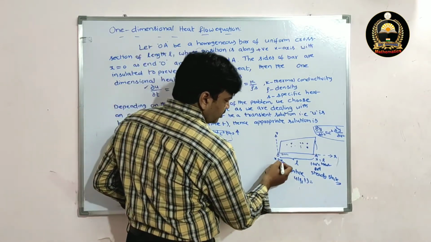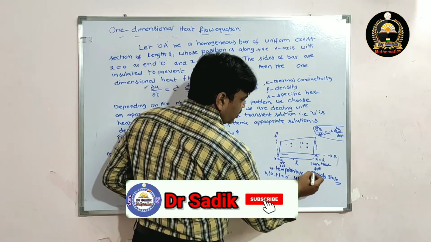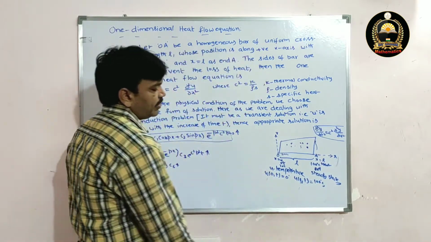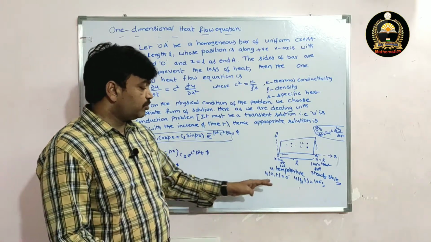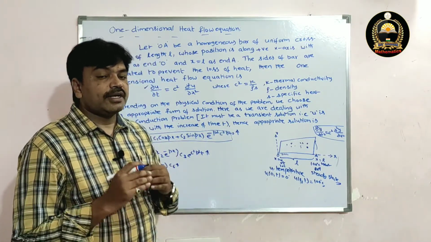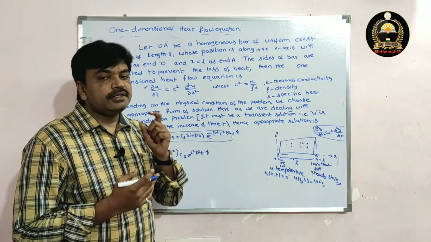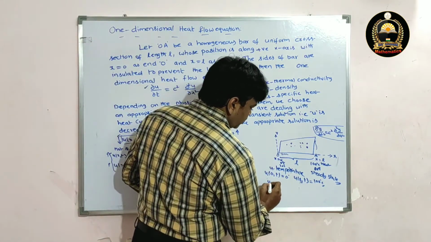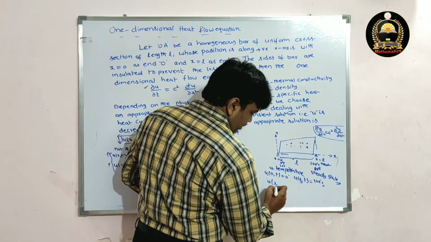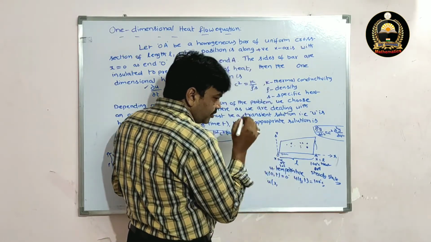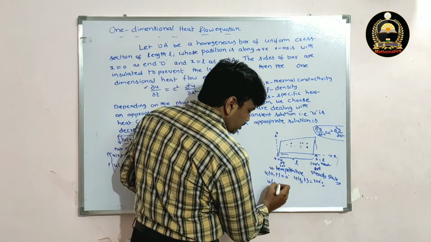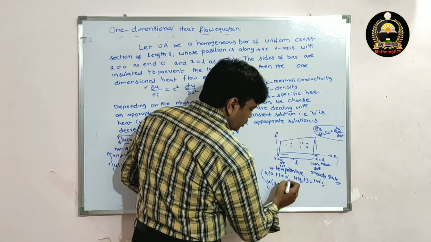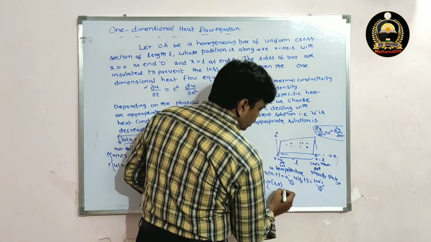Say if it is 0 degree centigrade here, and 100 degree centigrade at the other end, u of L comma t. These are the boundary conditions, students. Now I need the initial temperature, u of x, that means t is equal to 0. So I need these three, say 1, 2, 3.